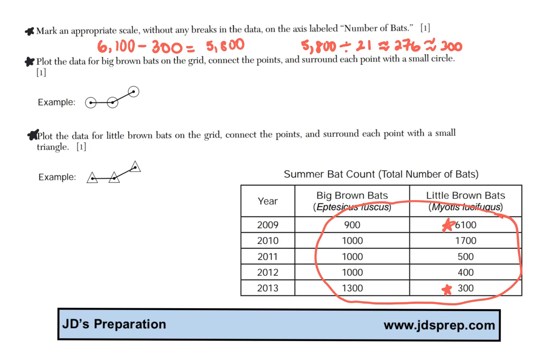Next, the question is asking us to plot the data for big brown bats on the grid, connect the points, and surround each point with a small circle. And here's an example of how they want us to do it for the big brown bats. The next part tells us to plot the data for little brown bats on the grid, connect the points, and surround each point with a small triangle. And this will be for the little brown bats.